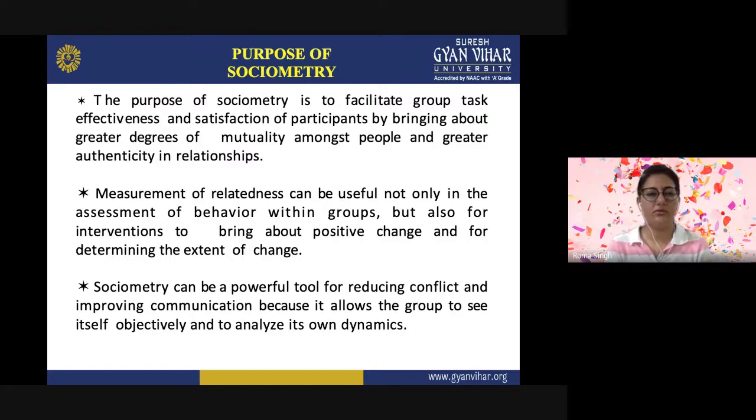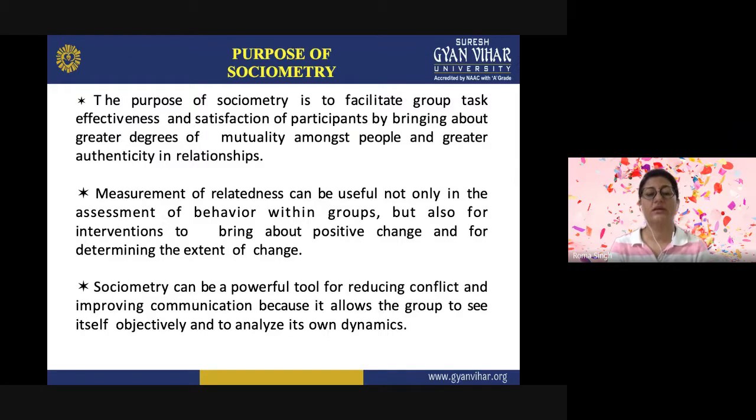At the right time, an appropriate intervention can be done by the psychologist, the teacher, the institution, or any stakeholder, so that useful change can be brought about in that group. So productive behavior, any result could be taken out after that kind of exercise. Sociometry can be a powerful tool for reducing conflicts and improving communication. This is very important if a group wants to attain success, or reach its objectives, because it allows the group to see itself objectively and analyze its own dynamics.